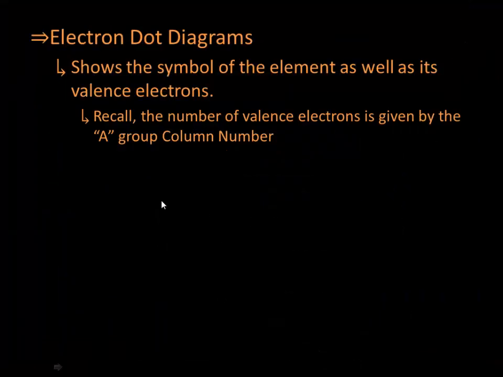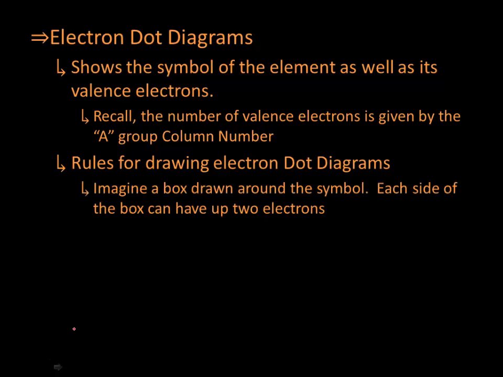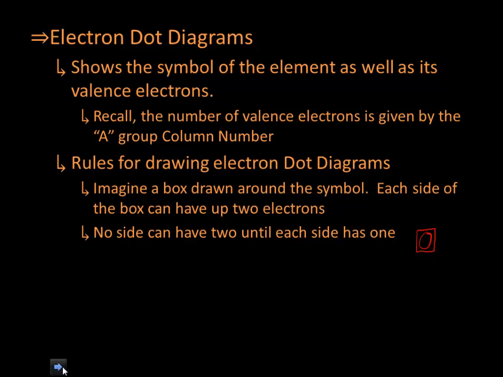Alright, so the A group number gives us the number of valence electrons, and we can use that information to draw these electron dot diagrams. Now there's a couple rules we have to know. First, if you take an element symbol, and so let's say I take the symbol for oxygen, which is O. We want to imagine that each side of that O is actually contained in a box. Okay, so it's got a 4-sided square around it, just like that. And each side of this can have up to 2 electrons on it, but no side of it gets to have 2 electrons until each side has at least 1 electron.